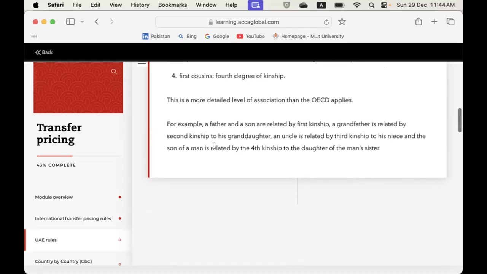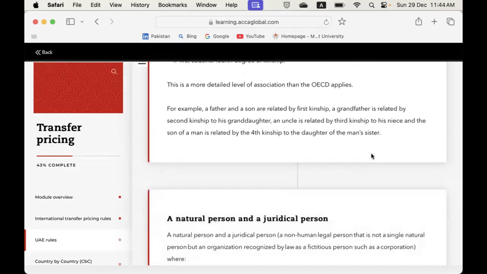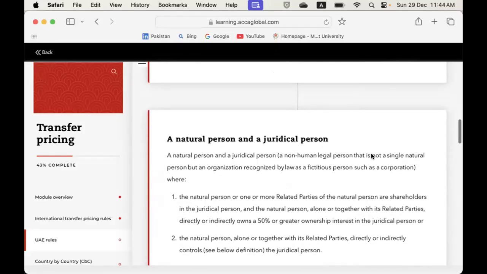For example, a father and a son are related by first kinship, a grandfather is related by second kinship to his granddaughter, an uncle is related by third kinship to his niece, and the son of a man is related by fourth kinship to the daughter of that man's sister. So I think you understand the complication. A fourth degree of kinship applies.